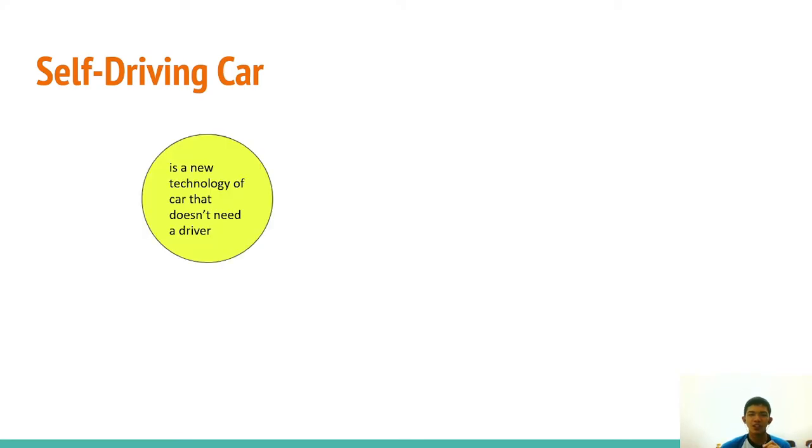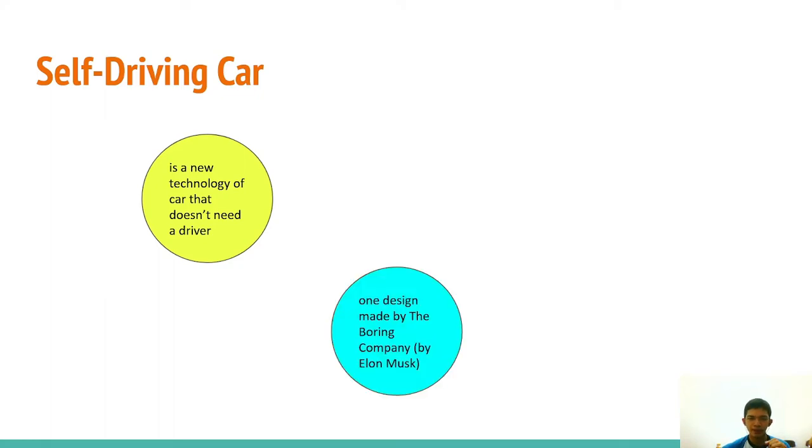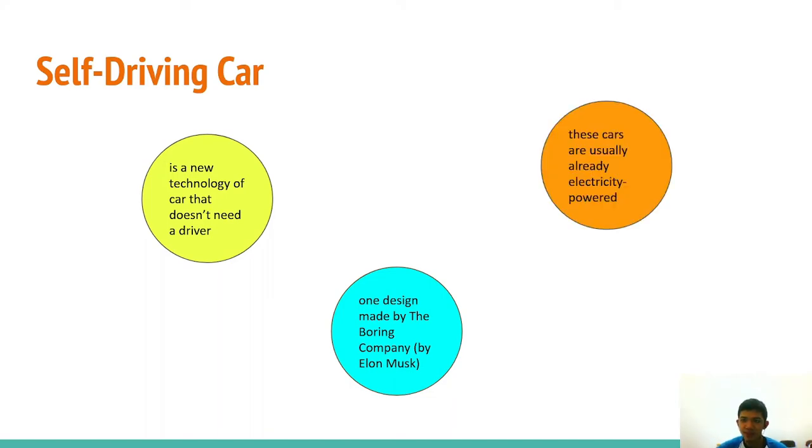First, we'll discuss the self-driving car. A self-driving car is a new technology that doesn't need a driver. So yeah, who needs a driver? Because it's self-driving, no one needs a driver anymore. One of the designs was made by the Boring Company. Just to know, this Boring Company is an Elon Musk company. And these cars are usually already electricity powered.